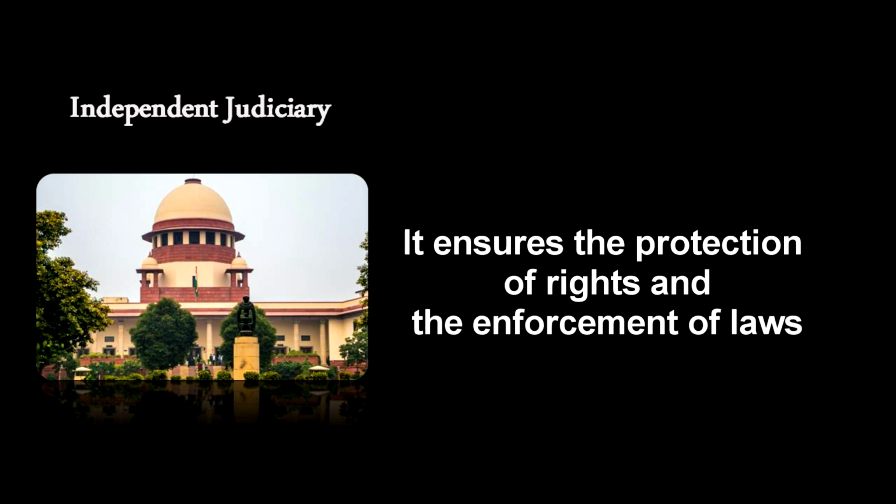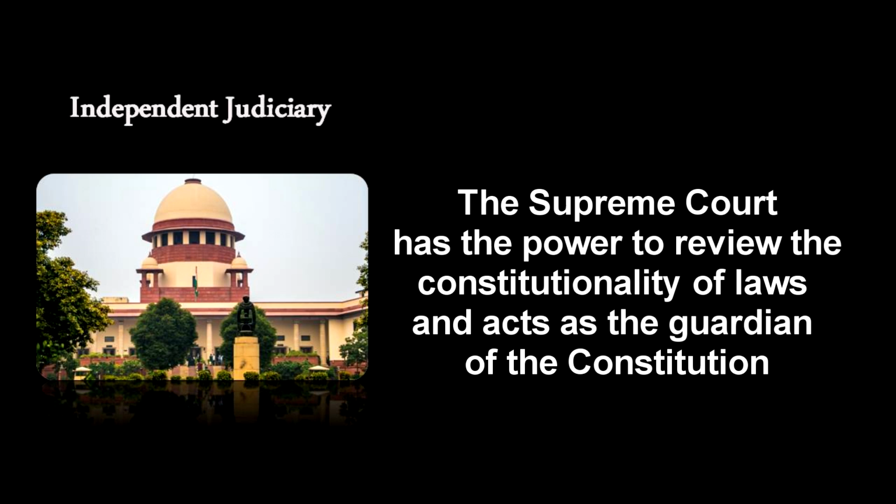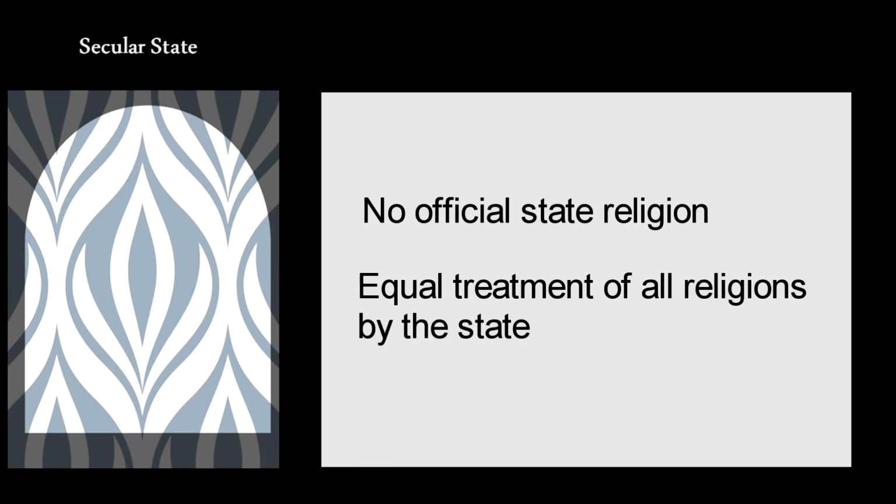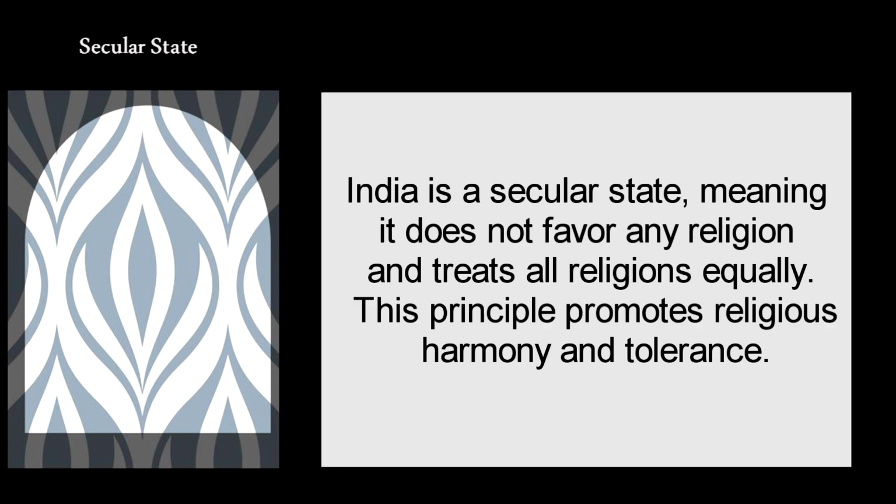Friends, by now you understand that an independent judiciary ensures the protection of rights and enforcement of laws. The Supreme Court has the power to review the constitutionality of the laws, and it acts as the guardian of our Constitution. We in India are a secular state, and that is another salient feature of our Constitution. There is no official state religion. There is equal treatment of all religions by the state. India is a secular state, meaning it does not favor any religion and treats all religions equally. This principle promotes religious harmony and tolerance among the Indian citizens.